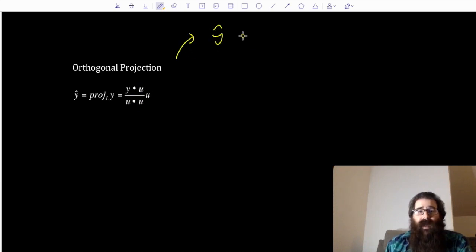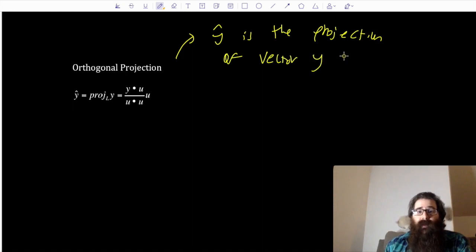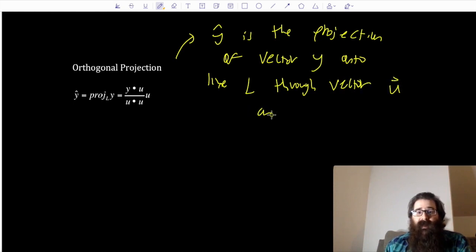So we'll say y hat is the projection of vector y onto the line capital L through vector u and the 0 vector, or you can think of it like the origin if that helps. And I want to build this orthogonal projection. Okay, well, let's maybe start with a picture.